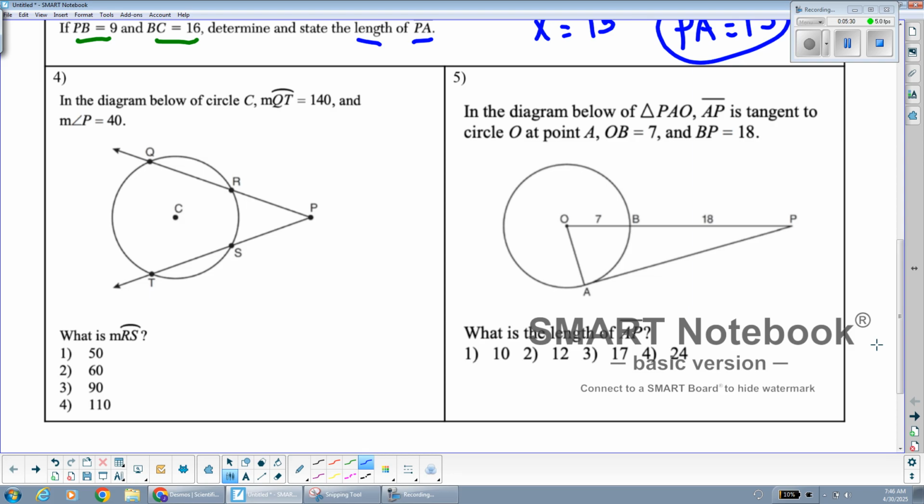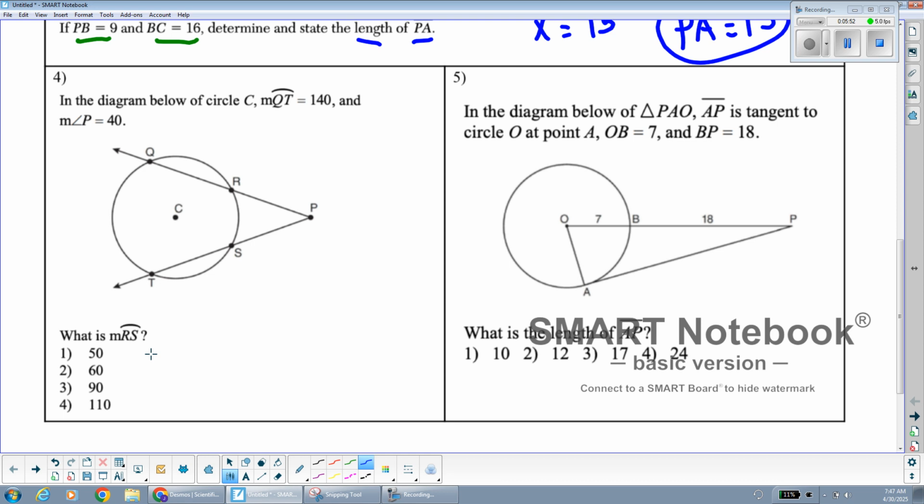This diagram looks very similar to the previous one, but from reading the question, I already see it's different because it's not telling me the length of parts of the secant or the whole secant. It's telling me arc measurements and angle measurements. And it's actually asking us to find the measurement of an arc.